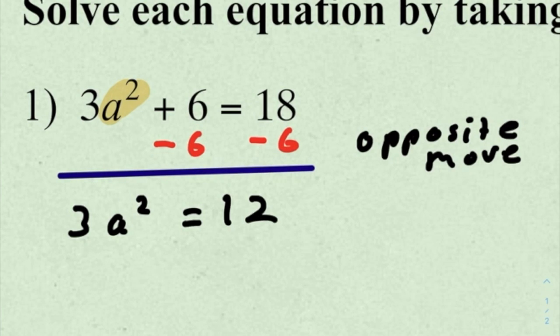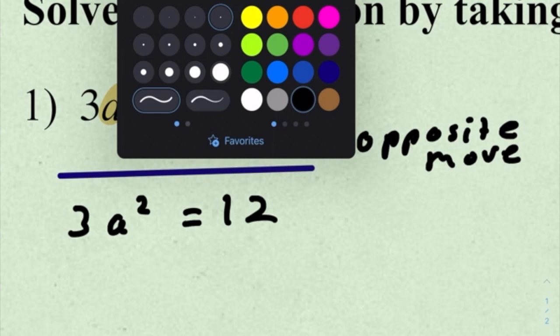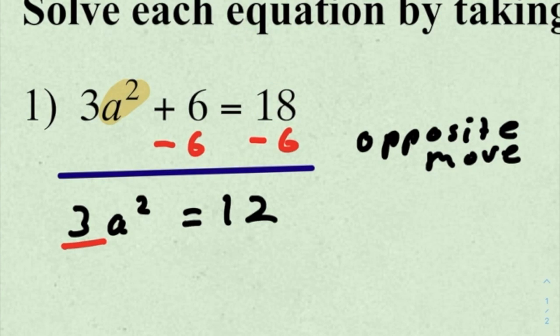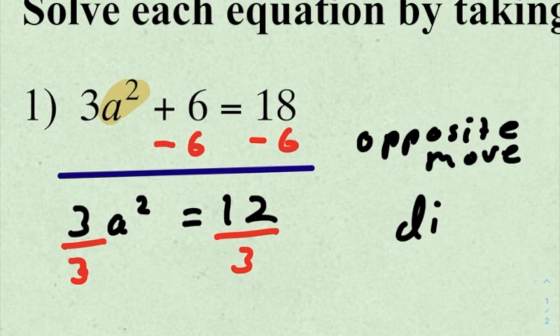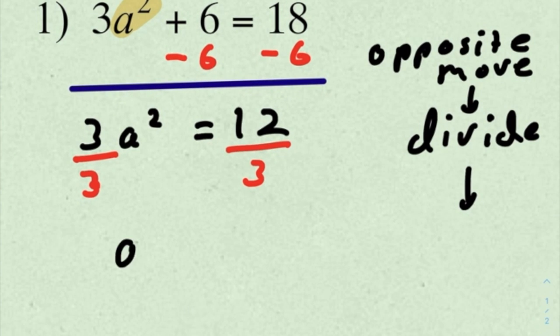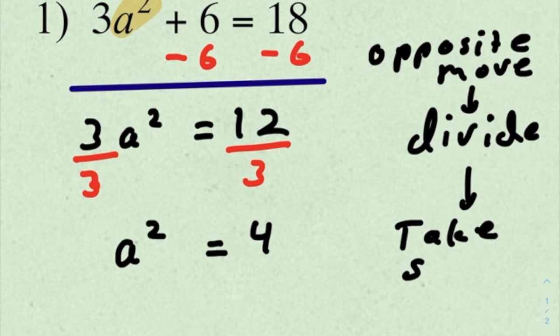Okay, so now at this point we're ready to either multiply or divide, and since it's 3 times a squared, we will be dividing. So we divide both sides by 3. This is a common step in Algebra 1. Opposite move, then divide. Okay, so that was our moves. We're moving along here, looking to solve, and we end up with a squared equals 4. And this is our new step. We take the square root of both sides.